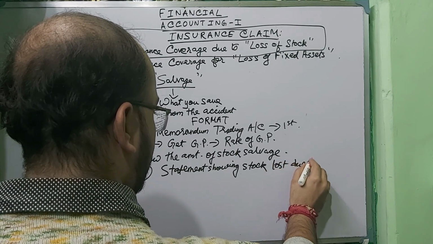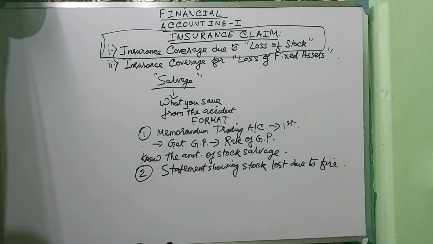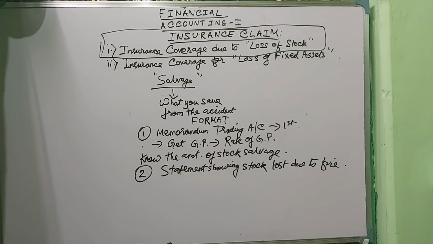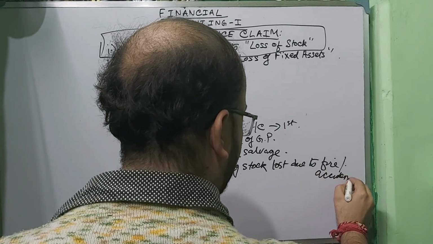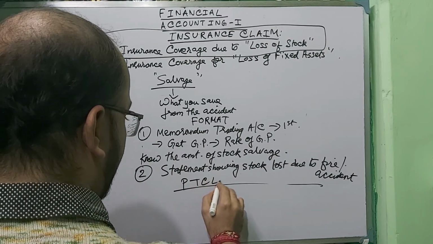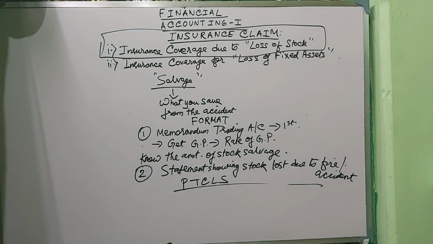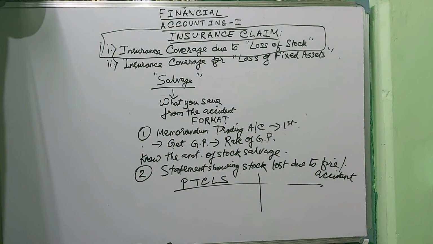due to fire or something, due to damage, anything. Okay, I'm writing fire over here, or due to accident also. You can write due to accident also. Here you need to do a statement with particulars. I write particulars in short, PTCLS, but do not write like that in your exam. Please do not follow this method of writing shortcut particulars. This is for my explanation, I explain in that manner.